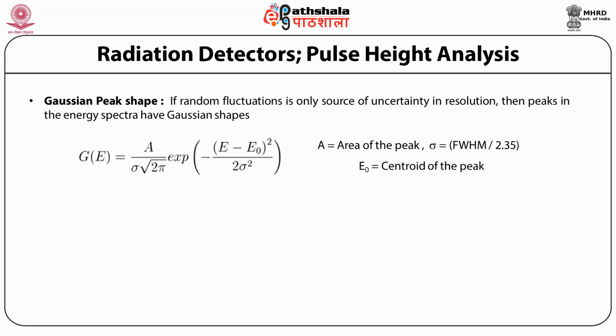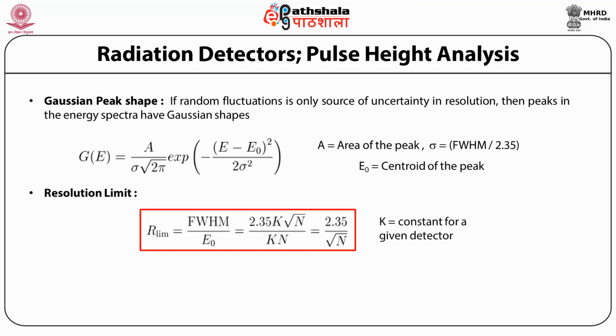So here sigma is a function of FWHM, it can be given as FWHM upon 2.35. So, resolution limit is given by R is equal to FWHM upon E0, that is equal to 2.35 upon square root of n, where k is equal to constant for a given detector.